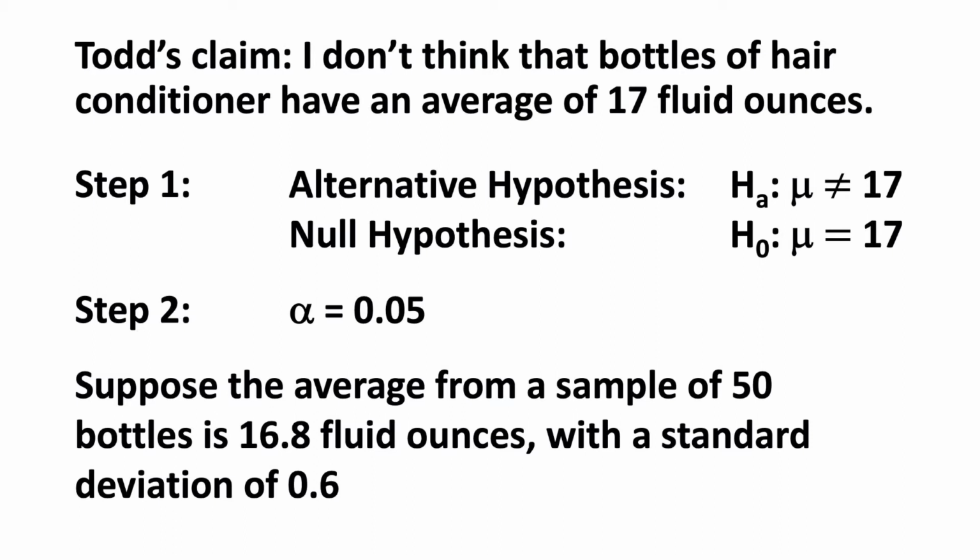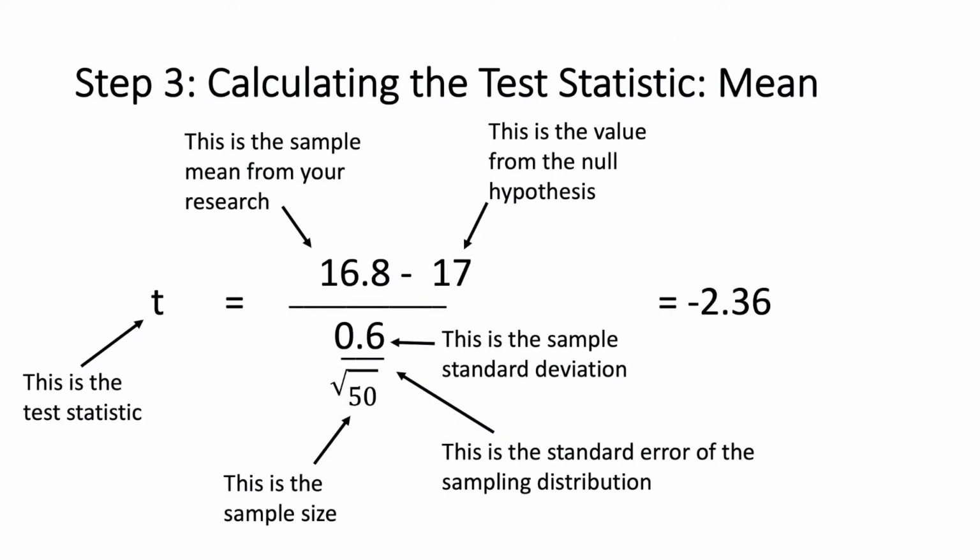So of course, the fun part, again, since I really love hair product, is to do the research. So I got 50 bottles of hair conditioner with all the hair that I have. I go through a lot of conditioner. And I found an average, from that sample, of 16.8 fluid ounces with a standard deviation of 0.6 fluid ounces. So we use that information to calculate a test statistic.